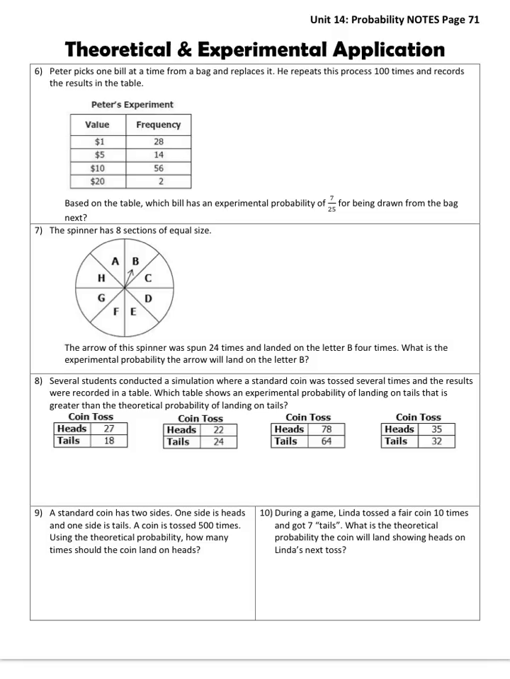And on the next page, page 71, let's look at number 6 really quick. I've seen this question on previous SOL practice questions and on JLab. So we're looking for which bill has an experimental probability of 7 out of 25. Peter picks one bill at a time from a bag and replaces it. He repeats the process 100 times, so the total is 100, and records the data in the table. So $1 is 28 out of 100. If you divide that by 4, you get 7 out of 25. So that would be the answer right there.